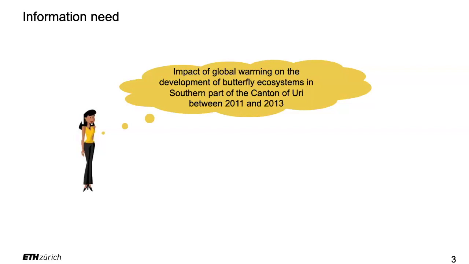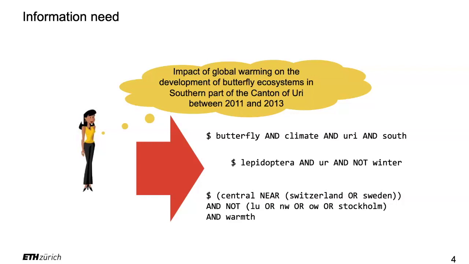So imagine that Alice here is looking for her semester's thesis about the impact of global warming on the development of butterfly ecosystems in the southern part of the canton of Uri between 2011 and 2013. Actually, that might be even a PhD thesis. So you might think of different queries, right? Butterfly and climate and Uri and south, or Lepidoptera and UR, the abbreviation of the canton of Uri, and not winter, or central near Switzerland or Sweden, you never know. Somebody might have confused it. And not LU or Nidwald or Obwald or Stockholm, for example.